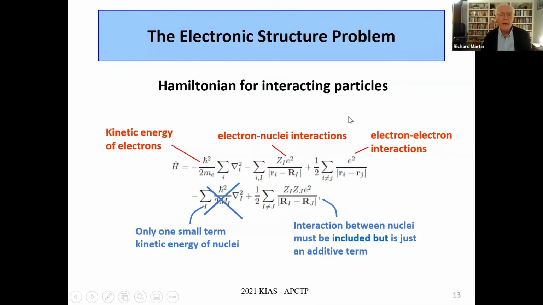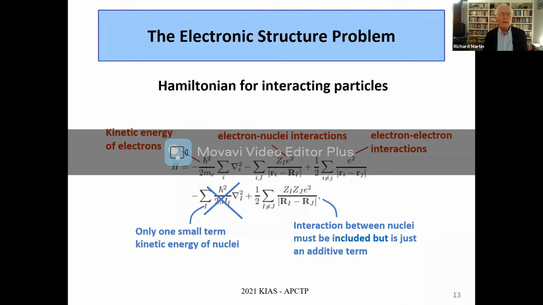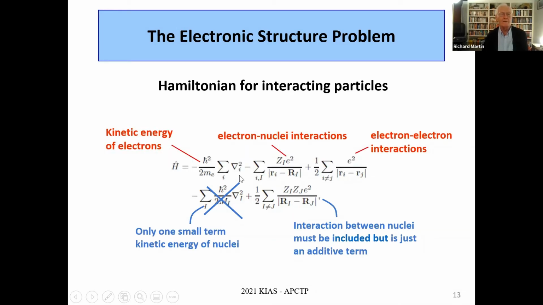So here's the Hamiltonian. It's easy to write down in 2 lines or 1 line, and it's hard to do anything with it. I've used the small letters for electrons and capital letters for the nuclei, and the terms in the Hamiltonian are the kinetic energy of the electrons, the interactions of electrons and nuclei, the electron-electron interactions.